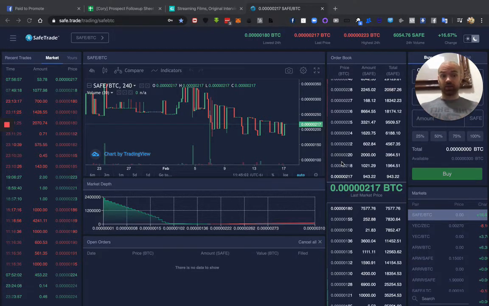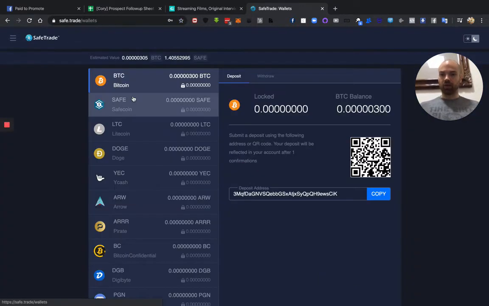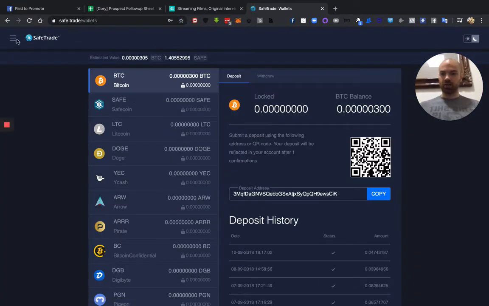It is decentralized, focused on privacy, and if you're familiar with the SafeCoin project, it is phenomenally secure. So, you can see here recent trades, the market, and yours. Profile, your wallets, your orders, and your history, as well as your language. So if you want to make a deposit, you go in here.